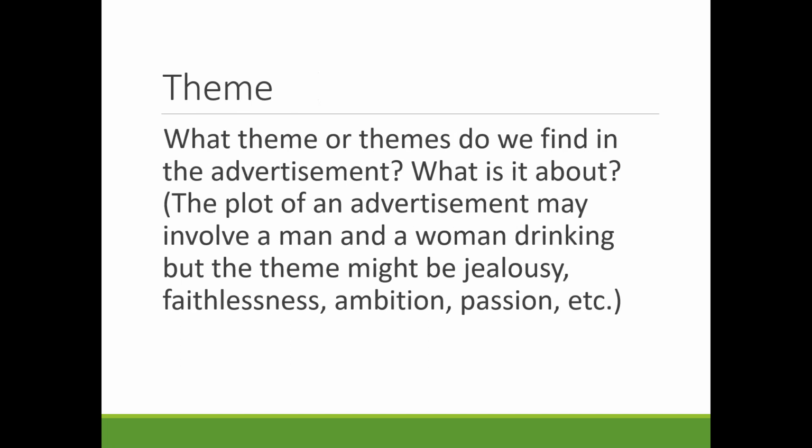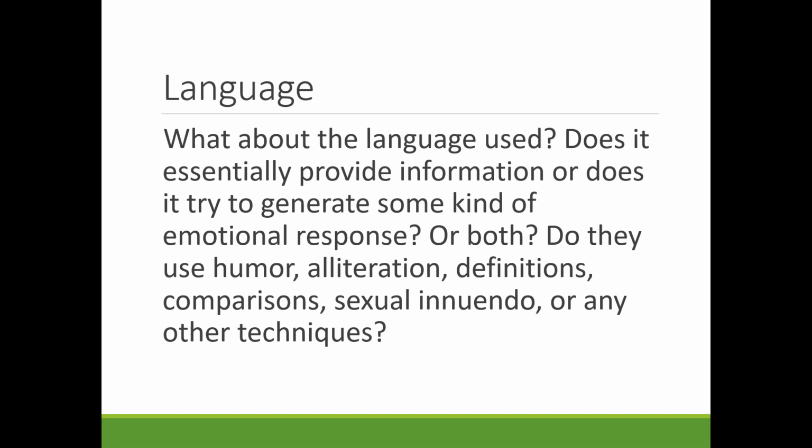The theme. So what themes do we find in an advertisement? And this can be a little bit tricky too, because sometimes it can be the subtext. So you may have a plot in an advertisement that involves a man and a woman sharing a drink at night, but the theme might be jealousy, faithlessness, ambition, passion, etc. So the theme is kind of like the underlying emotions that they're trying to trigger in an audience.